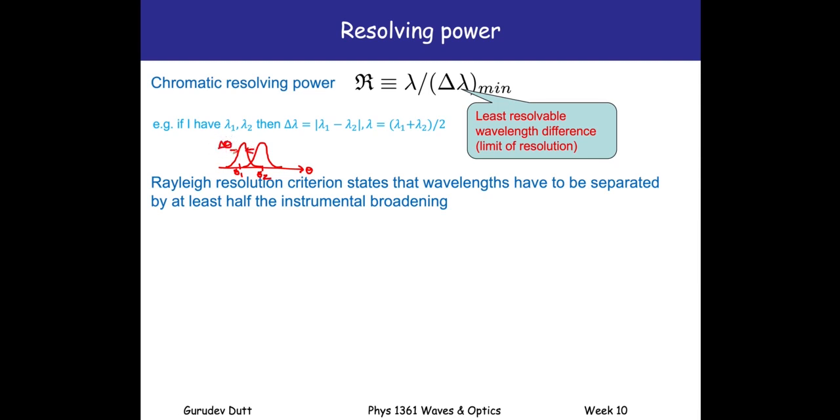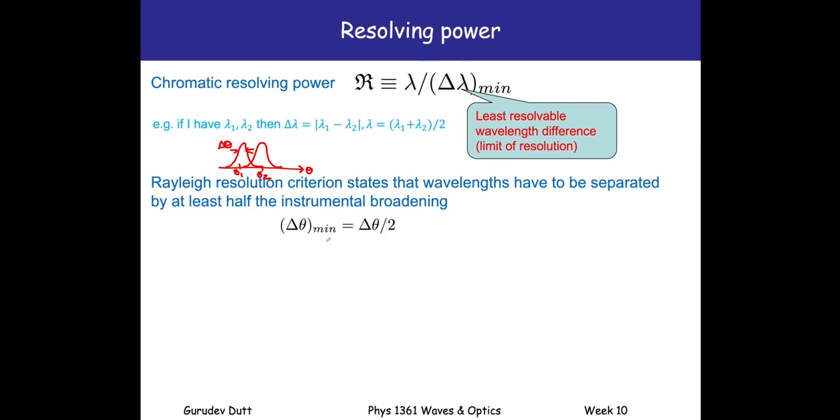You can think of delta theta, as I just explained to you, as the angular instrumental broadening. And so you can see clearly here, when theta 1 and theta 2 are far apart compared to delta theta, if they're greater than that, then you can clearly resolve them. But as they get closer and closer spaced, the Rayleigh resolution criterion is that the wavelengths have to be separated by at least half the instrumental broadening.